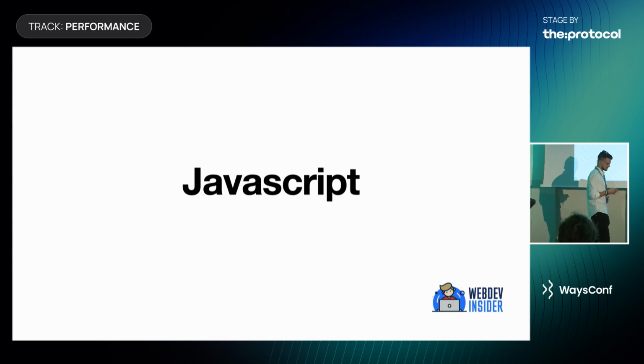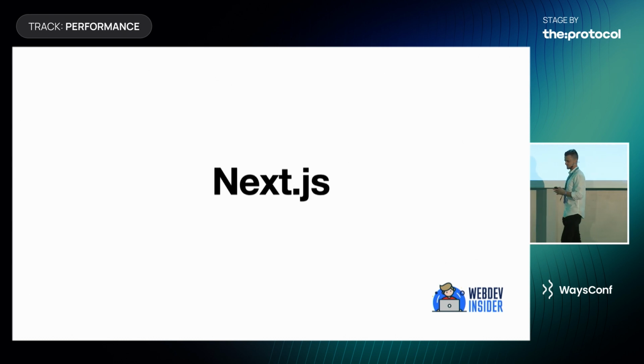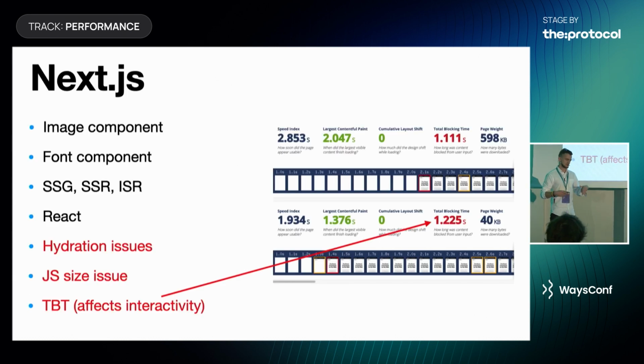Okay, next thing, JavaScript. Everybody knows that JavaScript is the biggest bottleneck on almost every website. And these days, lots of developers do use Next.js as a solution, which is good because it does a lot of good things. We got, for example, the image component, the font component. We do not have to worry about that. And we have static site generation, server-side rendering, etc. There's also React under the hood, which is really popular.